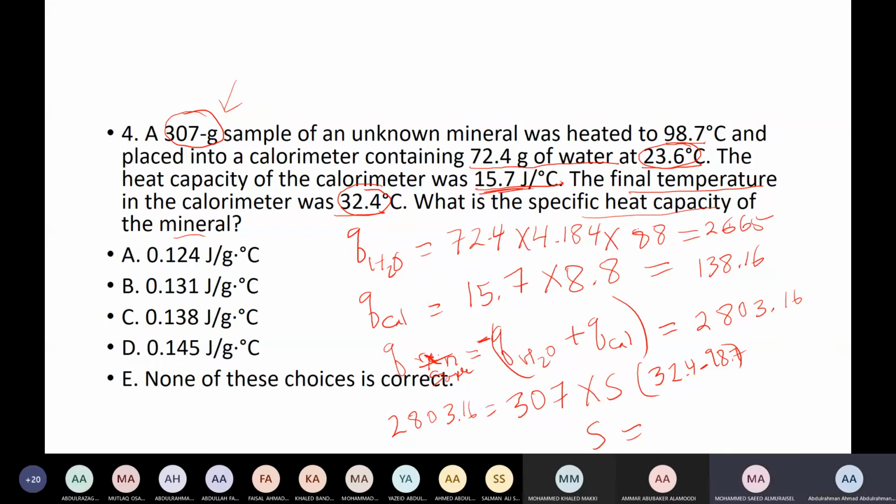0.131, by the way, sorry. The minus will go with the minus, because this is minus, and the answer here will be minus. So this way you don't have to worry about it. What's the S? 0.138.